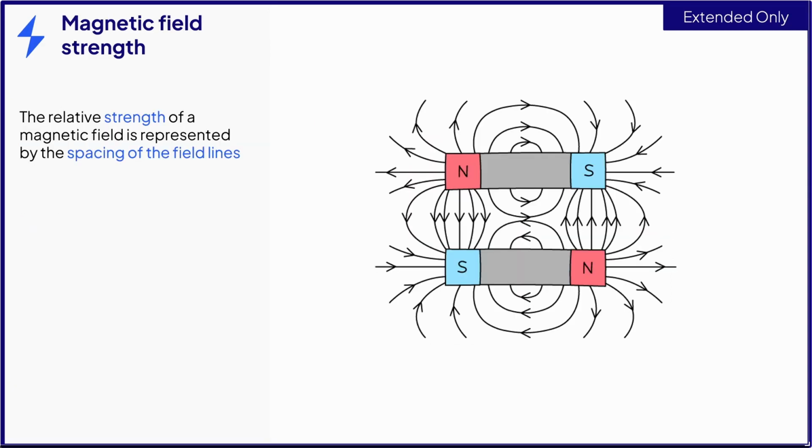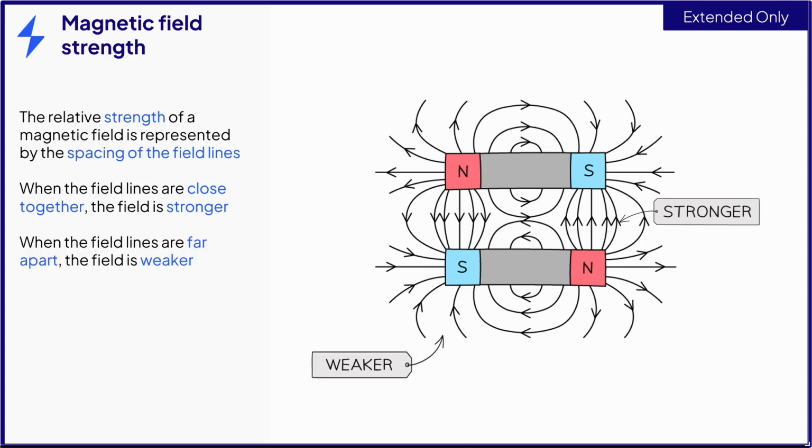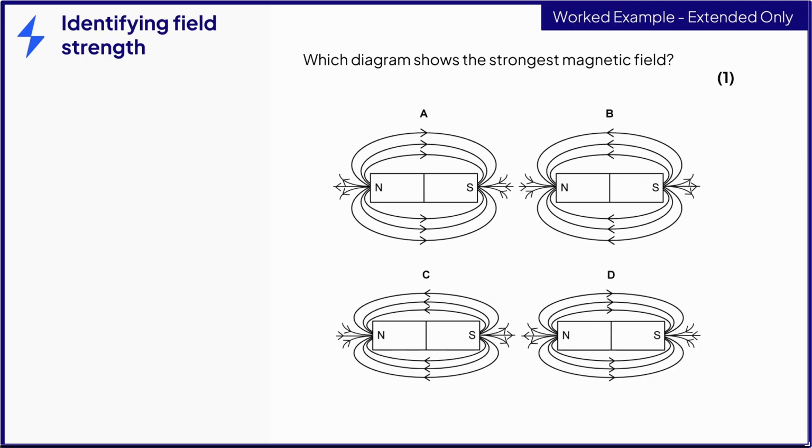Magnetic field strength is shown by the relative spacing of the field lines. When the field lines are closer together, the magnetic field is stronger. When the field lines are further apart, the magnetic field is weaker. Let's take a look at an example exam question. Which diagram shows the strongest magnetic field?